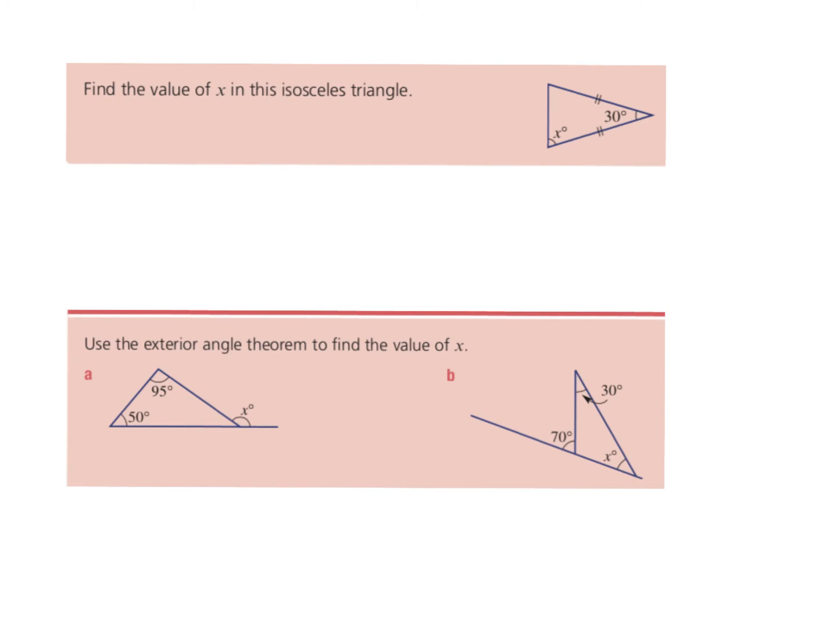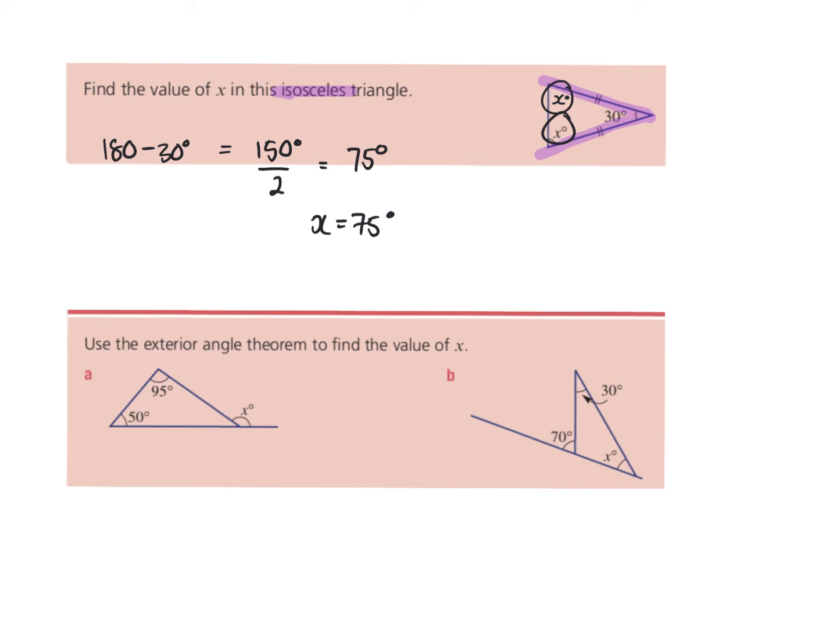Find the value of x in this isosceles triangle. These two sides are the same, so this is like what we did before. That's also x. First of all, I'm going to do 180 minus the 30, which leaves me with 150 degrees. These two x's make up 150. If I divide it by 2, I get 75. So x is 75 degrees. Does that make sense? Yep.